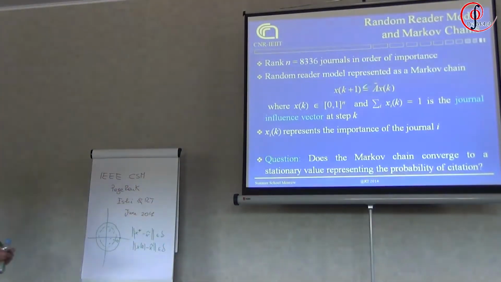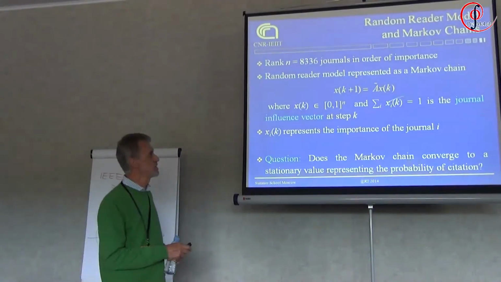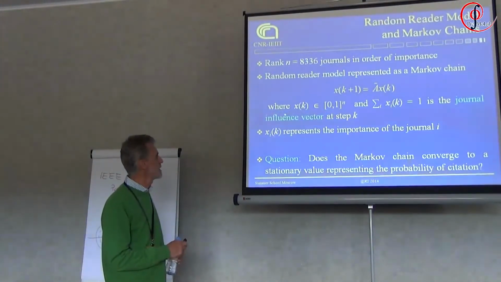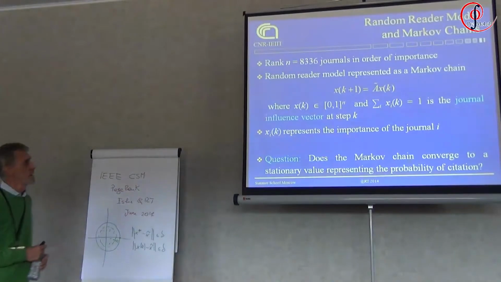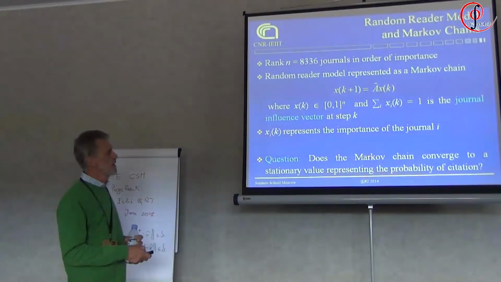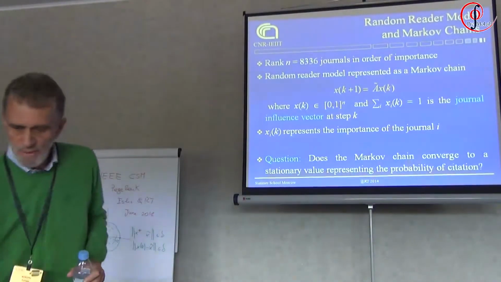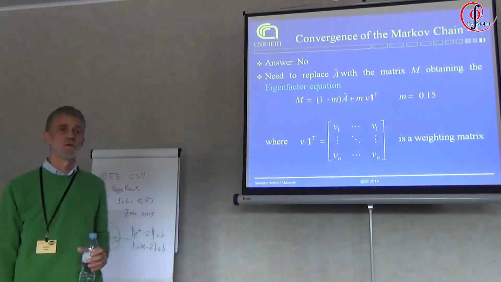And again, we can work with this matrix now. A tilde, x, is a vector with, say, 8,000 journals. Each component is in the interval 0, 1, suitably normalized. So it's a probability vector, and this is called the journal influence vector. Xi represents the importance of the journal. And the question that we can pose, again exactly as before, is: does the Markov chain converge to a stationary value, which represents the probability of citation? At this point, I think it should be clear that the answer is no.